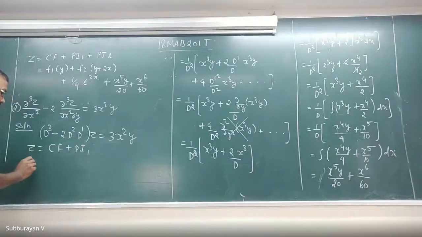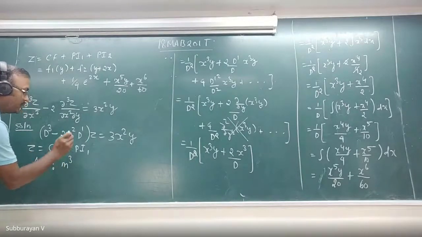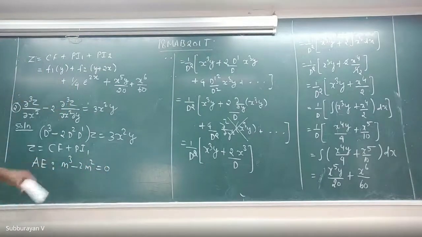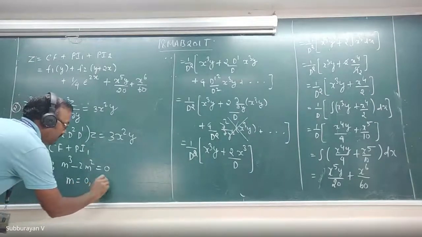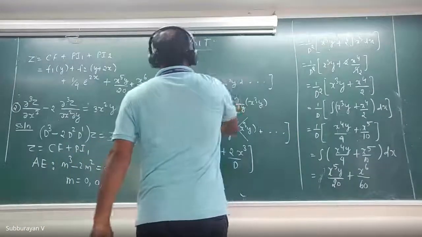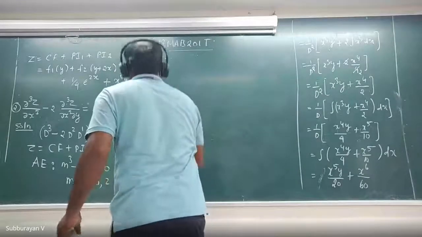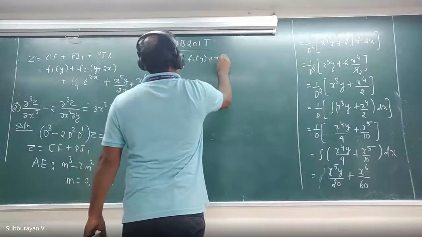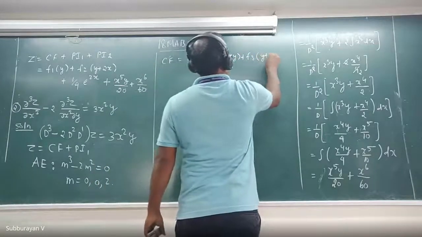Therefore, for this I need the auxiliary equation. The auxiliary equation is m³ − 2m² = 0. Am I right? Therefore, the roots are m = 0, 0, 2. Then the complementary function, CF, is equal to f1(y) + x f2(y) + f3(y + 2x).